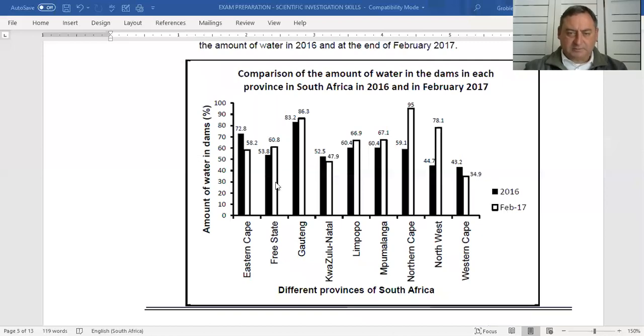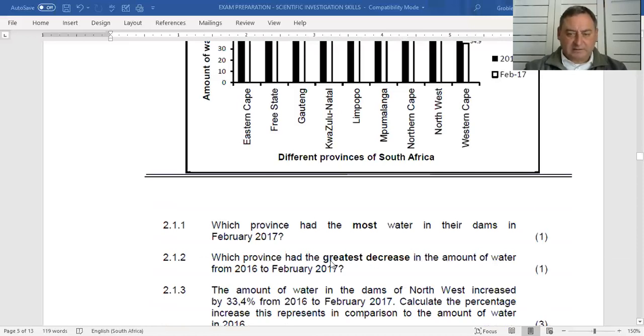There's a decrease there, because we're looking for the greatest decrease. Free State, no, had an increase. There's a decrease, 52 to 47, not as big as Eastern Cape. Increase there, increase, great increase. We're looking for decrease, not increase. There's a decrease, but also not that great in Western Cape. So which province had the greatest decrease? We can see clearly from 72 to 58, it's a big decrease, bigger than the others. That's Eastern Cape. The graph tells me. I'm allowing the graph to talk to me, and I'm scoring another mark.